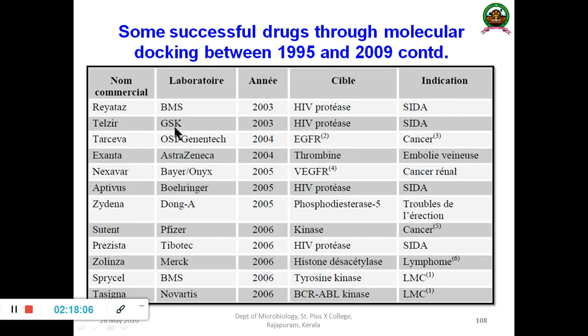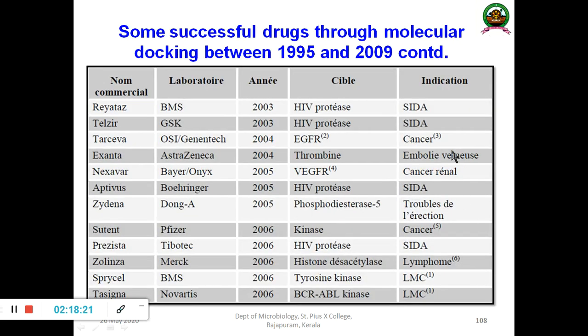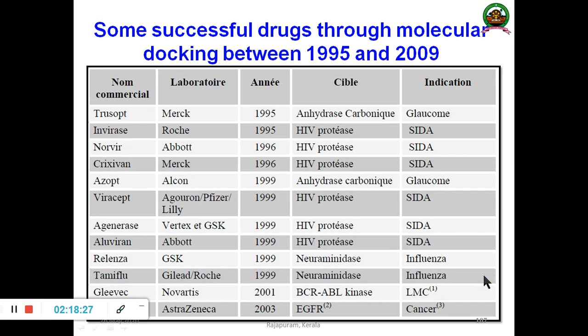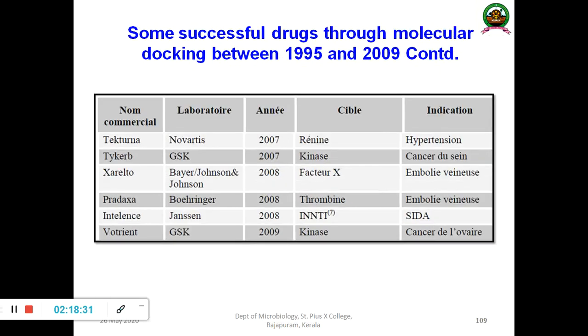Here you can see GlaxoSmithKline, and here is Pfizer. All these drugs have been launched through purely computational structure-based drug discovery. These drugs are used in cancer, hypertension, AIDS, lymphoma, glaucoma, influenza. So many diseases, and now you have so many things.